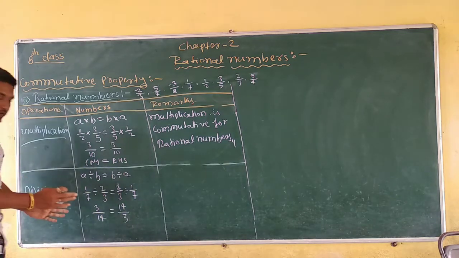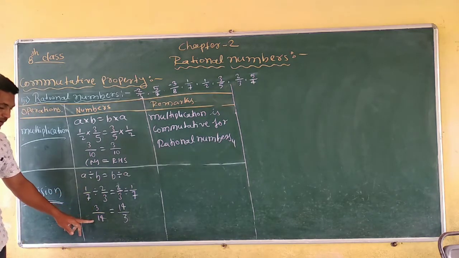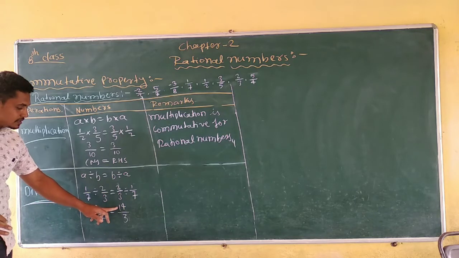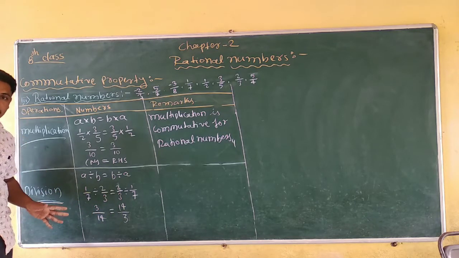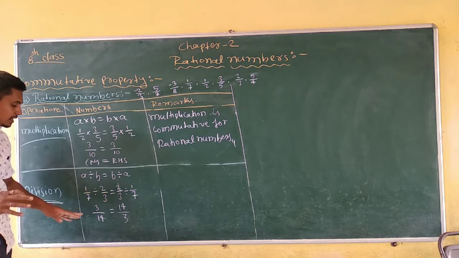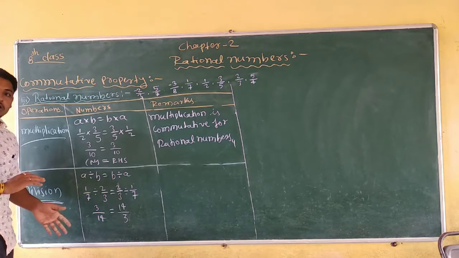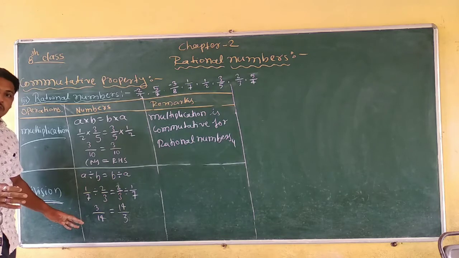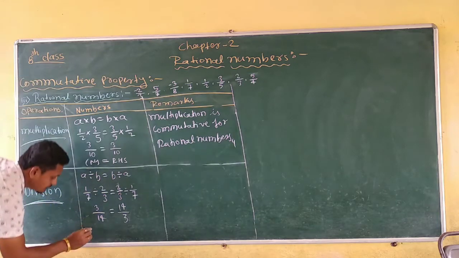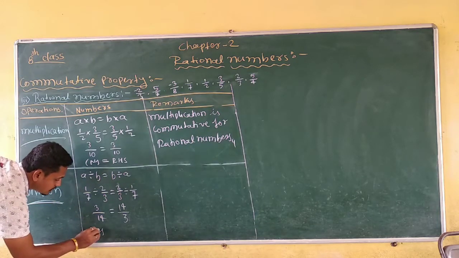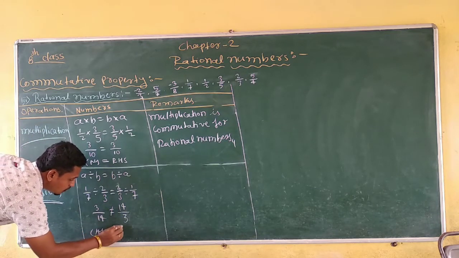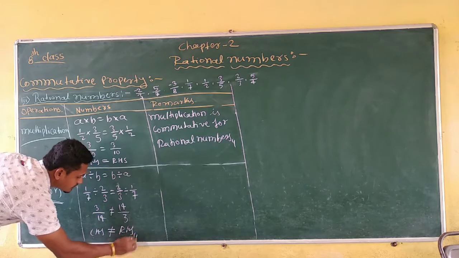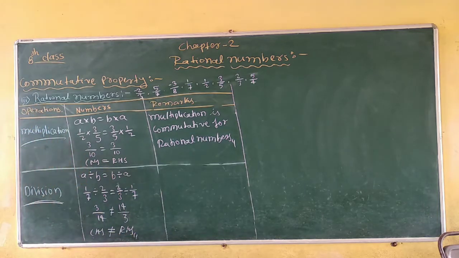So see here, compare 3 divided by 14 and this is 14 divided by 3. Both are rational numbers, but they are not equal to each other. That's why the left hand side is not equal to right hand side.